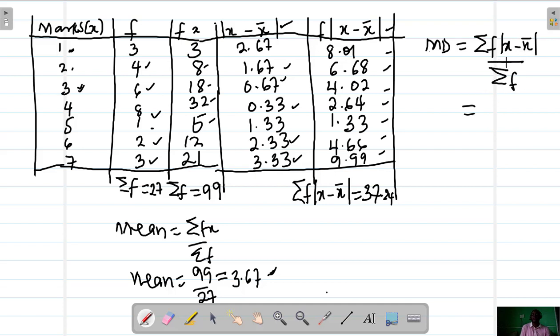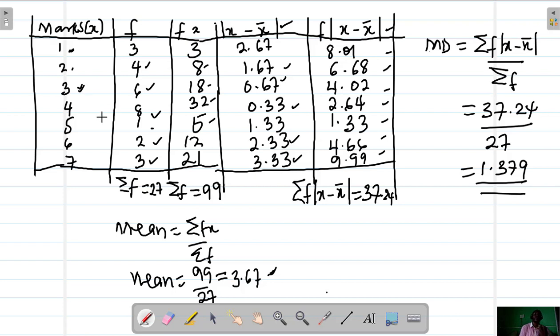So therefore our mean deviation will be sigma f absolute of x minus x bar over sigma f. Sigma f absolute of x minus x bar is 37.24. Our sigma f is 27. So let's put it in the calculator and solve it. 37.24 divided by 27 will give us 1.379, which will be our mean deviation.